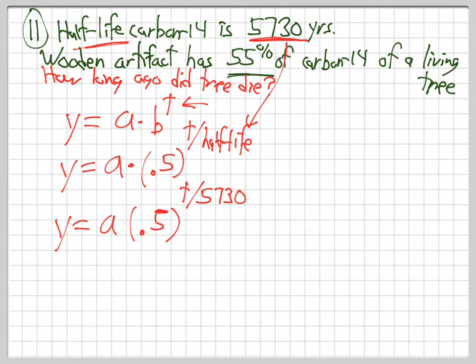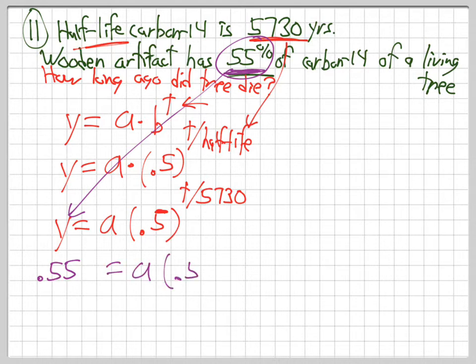Now the wooden artifact has 55% of the carbon-14 of a living tree. So that means what? Well, we can take this and plug it in right here, right? 0.55, make it a decimal, of course. That's the amount of carbon-14 left. But hold on, there's one mistake. That's actually wrong. There's something I'm doing wrong there.